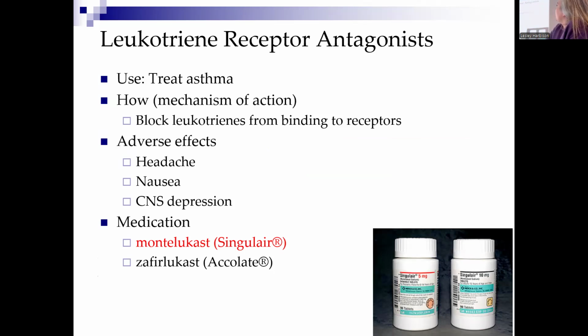And then we have leukotriene receptor antagonists. The only medication there that I'm going to ask you to try to remember is Montelukast, or Singulair. It's for asthma, but it could be used for other things. It blocks leukotriene from binding to the receptors. And then there are some adverse effects, but not super orally related.